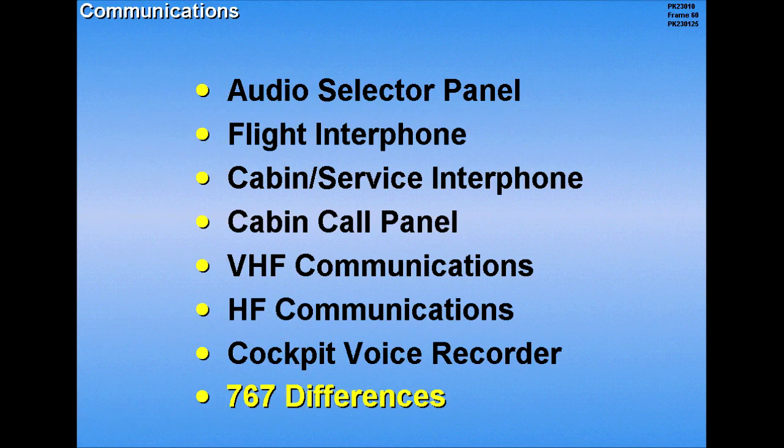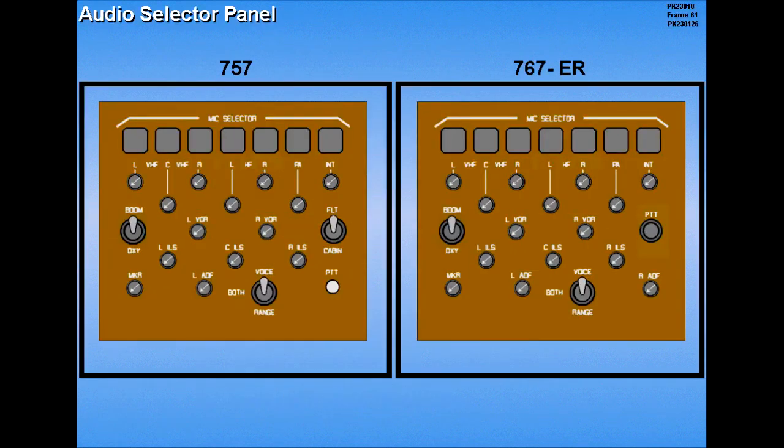Now let's take a look at some differences. The audio selector panel on the 767ER aircraft has two distinct differences over the 757. First, the flight cabin switch has been eliminated from the panel, and the push-to-talk switch has been moved to that position. Second, a right ADF control has also been added to the ER audio panel.